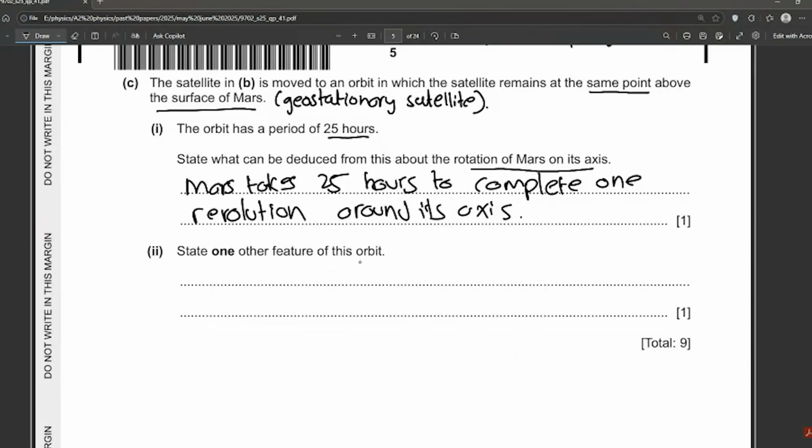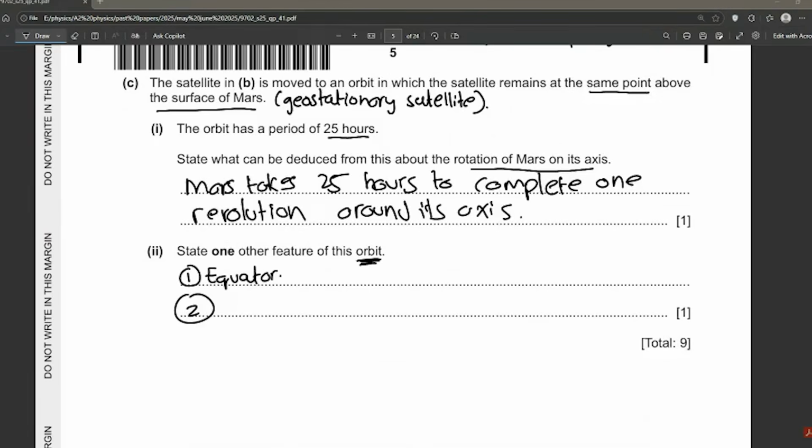What was another feature of geostationary orbits? They are on the equator. You can write that. And what else can you write? They are moving in the same direction as the direction of rotation of Mars.